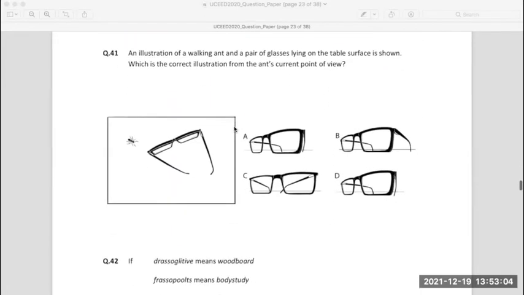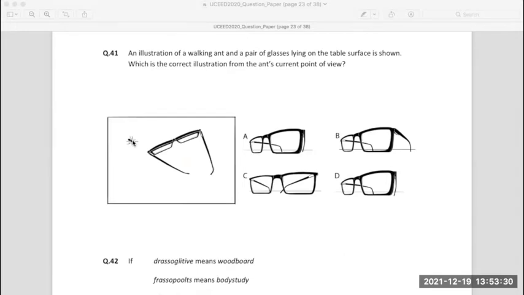This is a plan view of an ant who is walking towards these glasses, which are placed on a table surface. What you have to find is which is the correct illustration from the point of view of this ant. A.